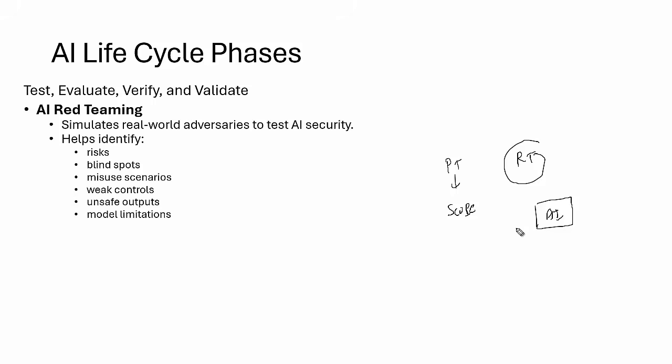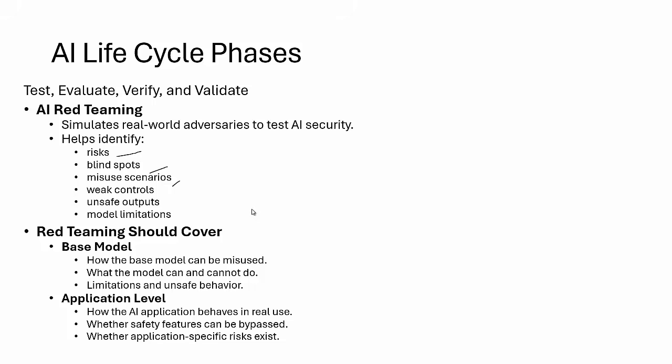So they actually simulate real adversary techniques to identify the model behavior. And by doing this, they can identify the risk, blind spots, misuse, model limitations, and all that. So the red team should cover the base model, how the base model can be misused, what the model can and cannot do, and its limitation behavior. And application level is what is connected with it. Can I inject any kind of queries and all that from there?